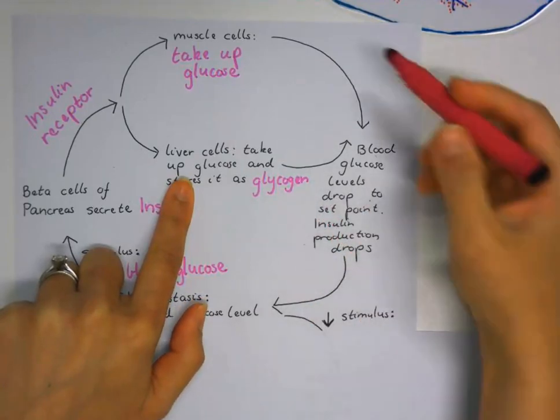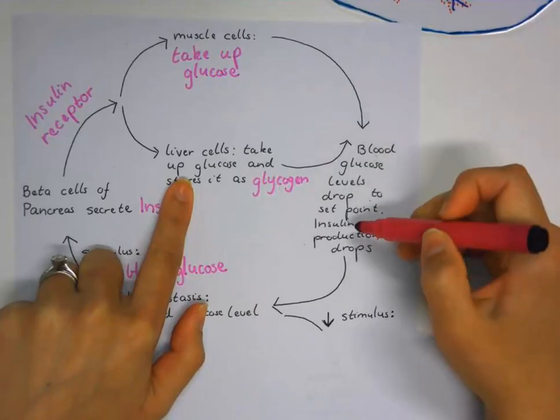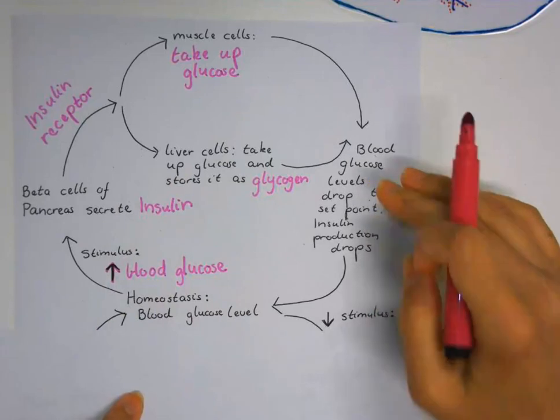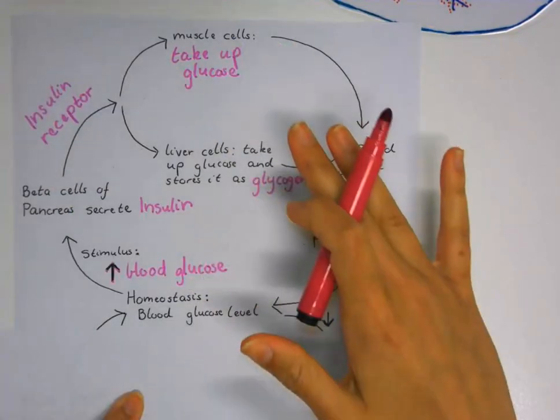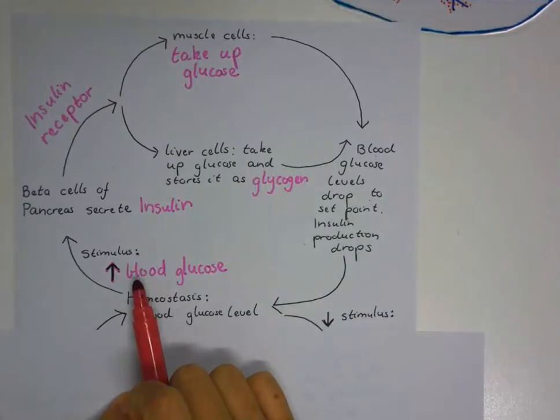So what's going to happen? Your blood glucose levels will drop to a set point. Therefore, your insulin production also drops down. And that is the process of regulating high blood glucose levels.